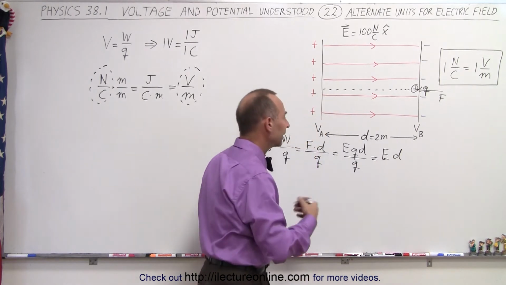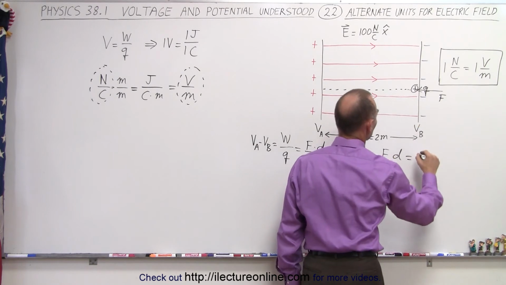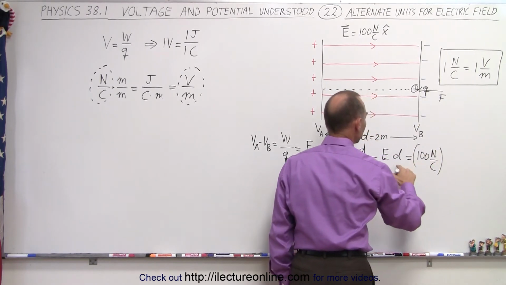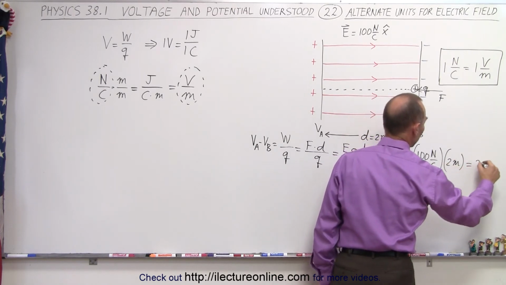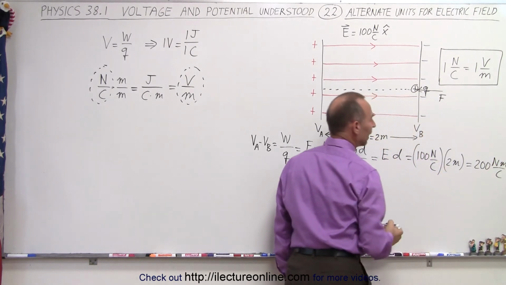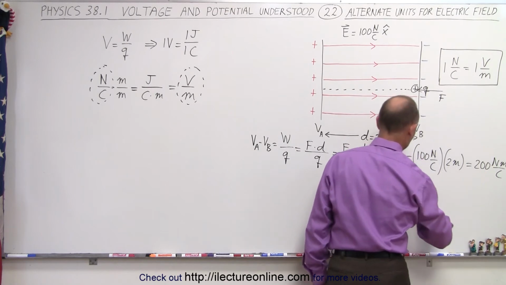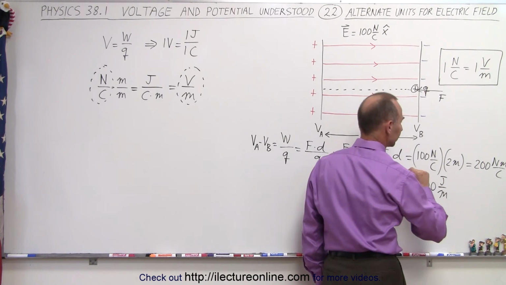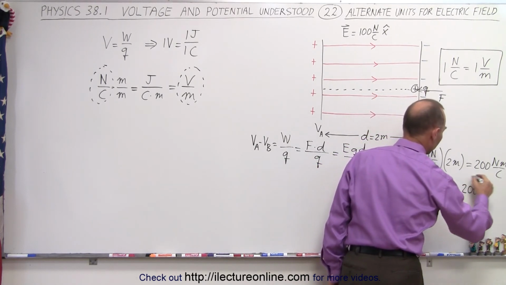So we can go ahead and calculate E times D by saying that E is equal to 100 newtons per coulomb, and D is equal to 2 meters. That would be equal to 200 newton meters per coulomb. And of course, a newton meter is a joule, so that would be equal to 200 joules per coulomb. And that by definition is a volt, so that's 200 volts.